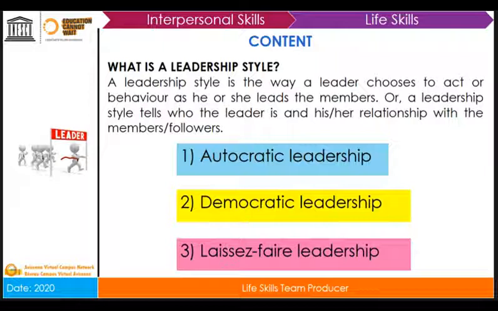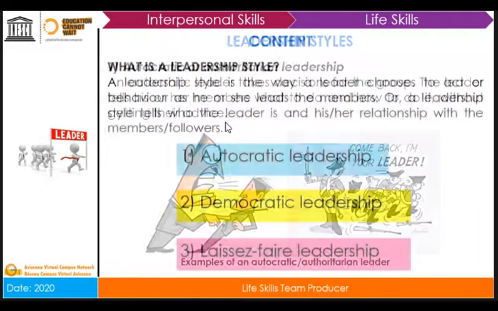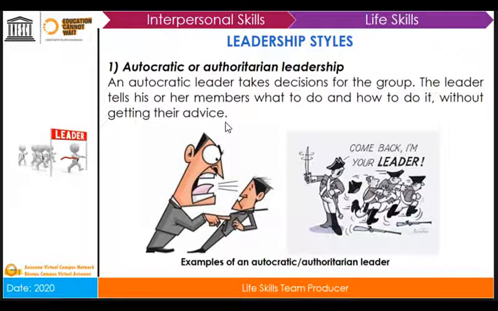And basically, there are 3 main leadership styles: 1. Autocratic leadership, 2. Democratic leadership, and 3. Laissez-faire leadership. So, we will now begin with the first leadership style, which is autocratic or authoritarian leadership style.